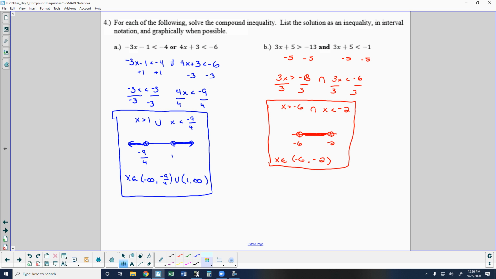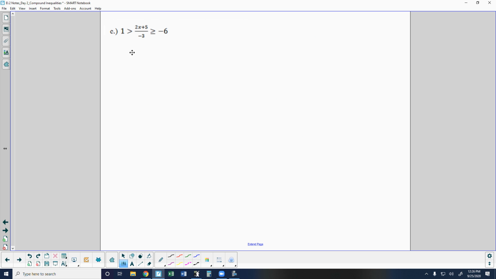Now, compound inequalities with an and can also be written occasionally in a single expression. And that's what we see in part C. So in part C, basically what this says is (2x + 5)/-3 is less than 1, and (2x + 5)/-3 is greater than or equal to -6.